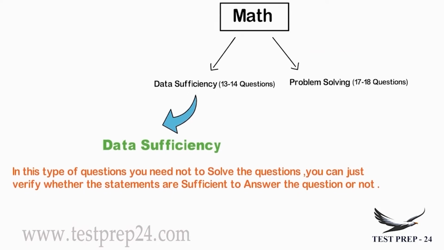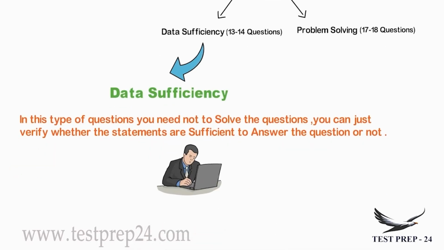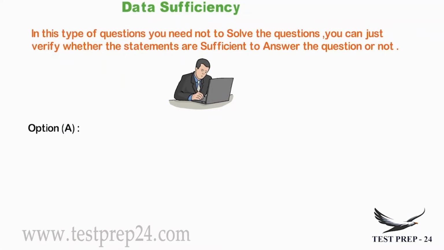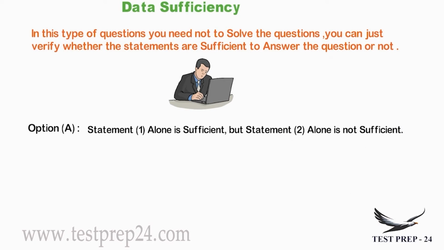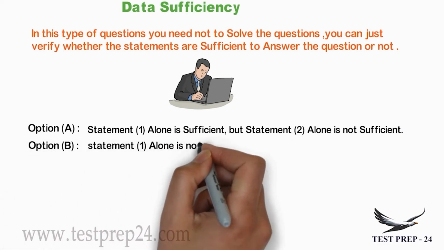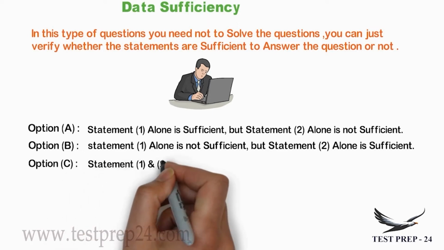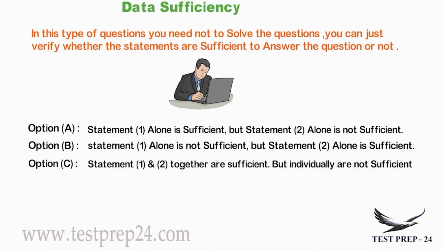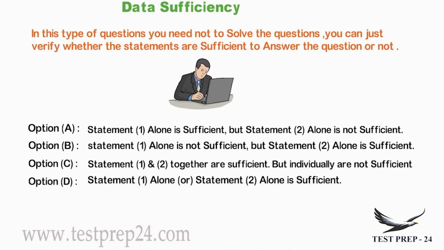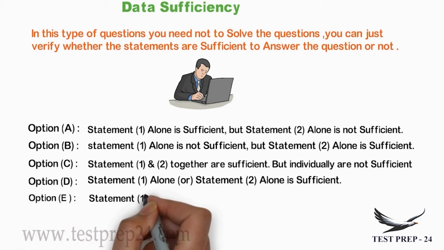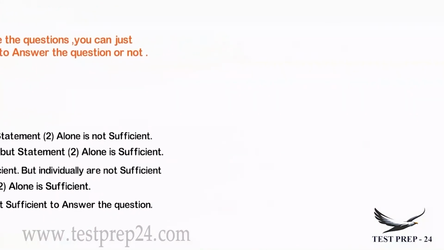So here you are not going to get the answer. You just have to verify whether the statement is sufficient or not for the particular question. Let's have a glance at the options, because options are very important in data sufficiency. In option A, it says statement 1 alone is sufficient but statement 2 alone is not sufficient. Option B, statement 1 alone is not sufficient but statement 2 alone is sufficient. Option C, statement 1 and 2 together are sufficient but individually are not sufficient. Option D says statement 1 alone or statement 2 alone is sufficient. And option E says statement 1 and 2 together are not sufficient to answer the question. So these are the options given for data sufficiency questions.